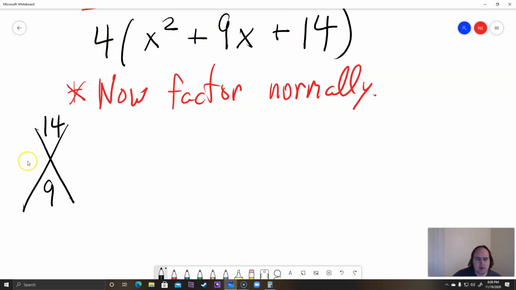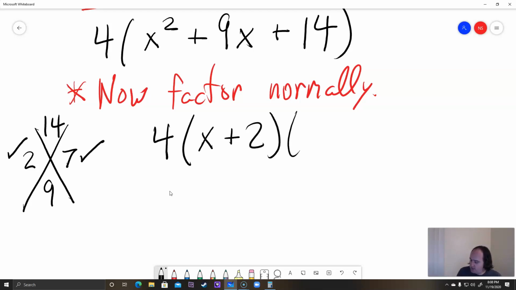So we want two numbers that multiply to 14 but add to 9. With 14, right away, most people think of 2 and 7. And 2 times 7 is 14, and 2 plus 7 is 9. So that means these check out. So we still have a 4 out front, but it's going to be 4 times x plus 2 times x plus 7.